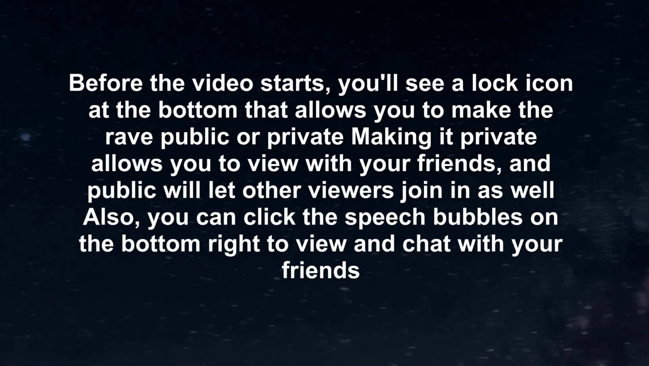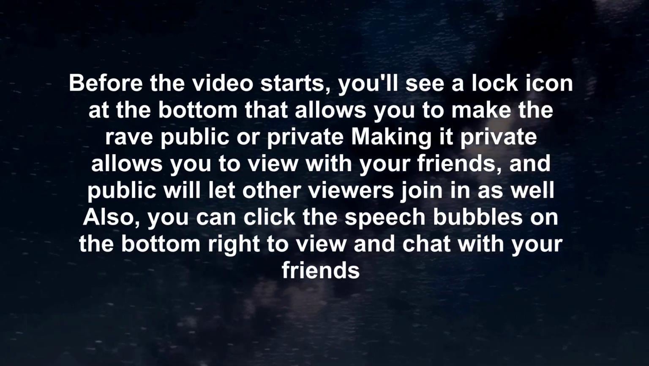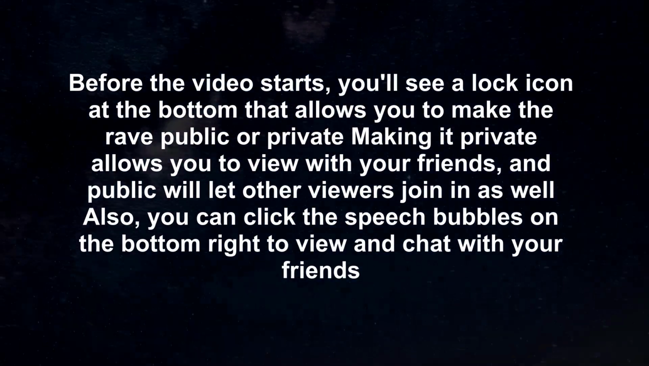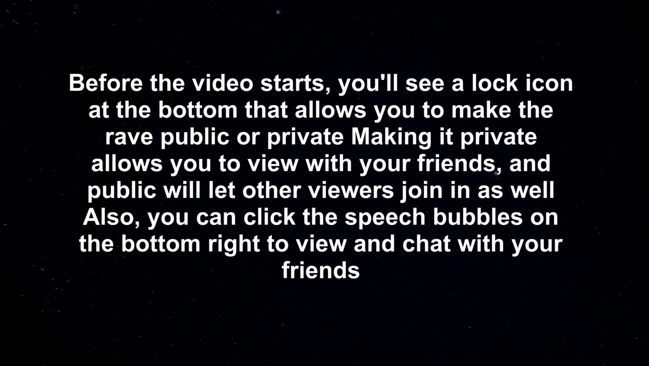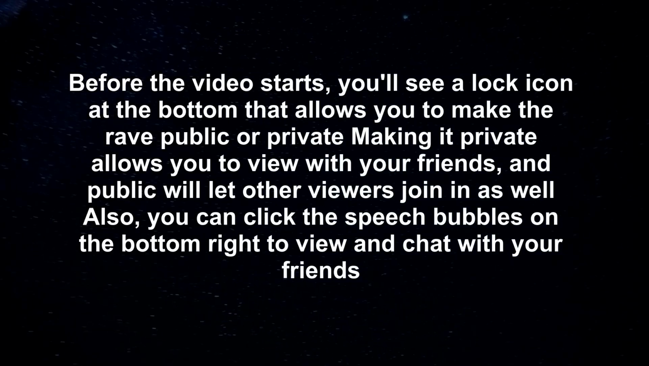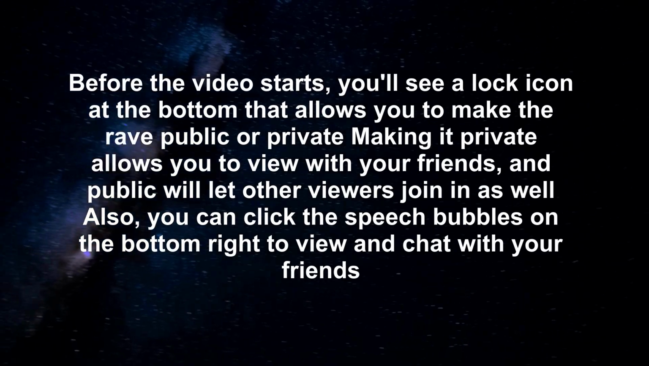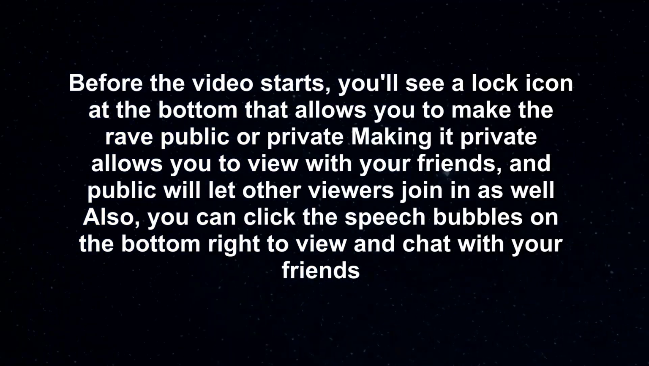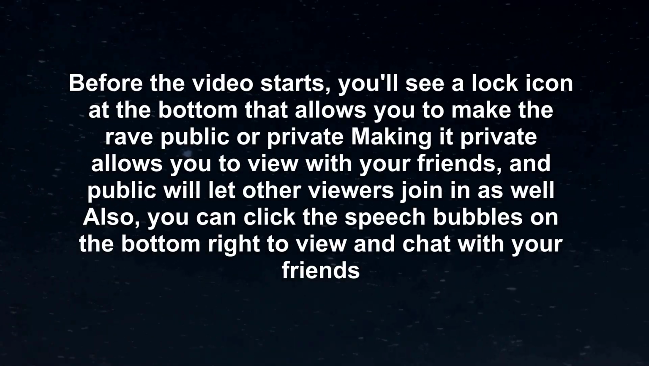Before the video starts, you'll see a lock icon at the bottom that allows you to make the Rave public or private. Making it private allows you to view with your friends, and public will let other viewers join in as well. Also, you can click the speech bubbles on the bottom right to view and chat with your friends.